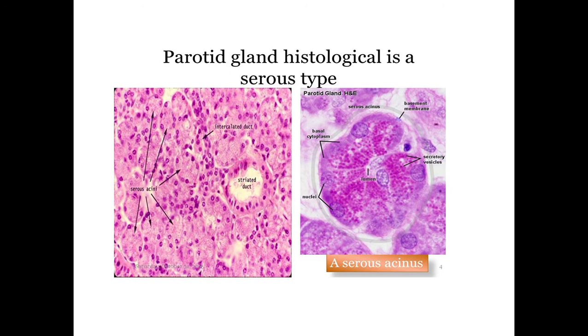We have here the microscopic appearance of a parotid gland, and take note, the parotid gland is a serous type of gland. So take note of the color of the cells, which is pinkish in color. The cytoplasm is more or less pinkish, being acidophilic, with a lumen and with the nucleus, which could be round or oblong in shape and could be found either at the center of the cell or towards the basal part of the cell.